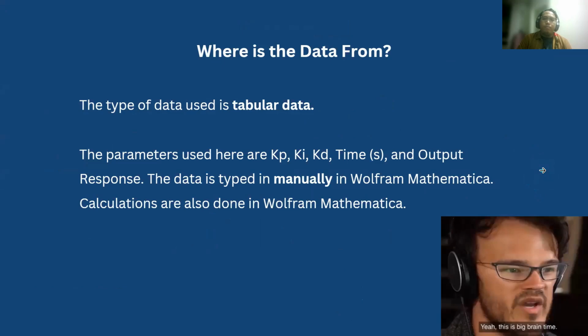So where's the data from? The type of data used here is tabular data. The parameters used here are KP, KI, KD, time in seconds, and output response. The data is typed in manually in Wolfram Mathematica. Calculations are also done in Wolfram Mathematica.